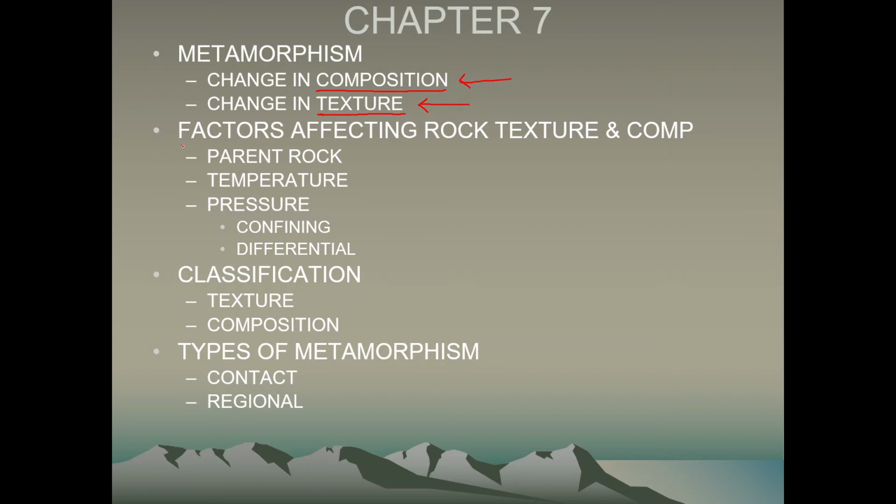So what factors affect the texture and composition of metamorphic rocks? We'll talk about the parent rocks of metamorphic rocks, which is what it sounds like. We'll talk about what temperature does and the different types of pressure, be it confining or differential pressure. Then how we classify them based on texture and composition. And then the different types of metamorphism we see, be it contact metamorphism or regional metamorphism. The regional stuff has a lot to do with plate tectonics. So remember that.